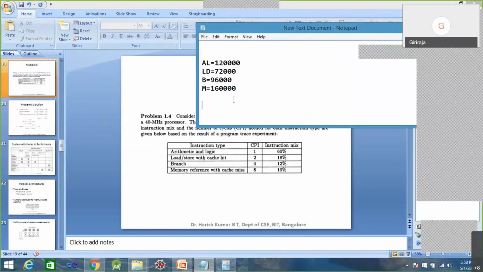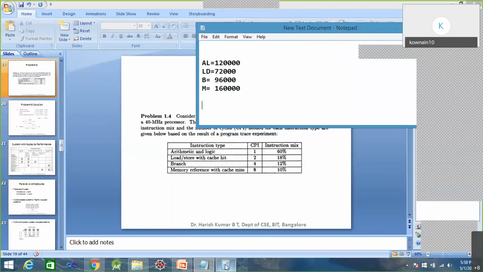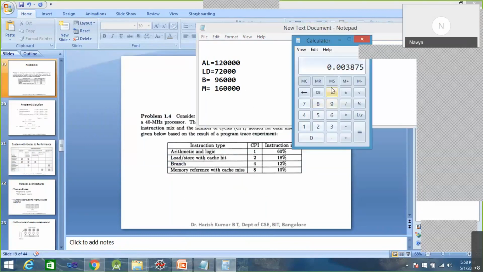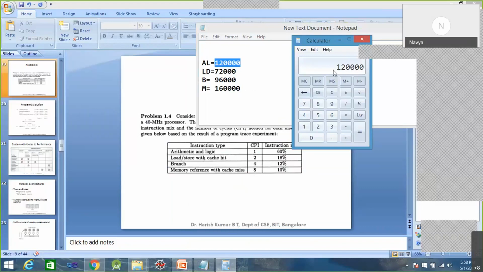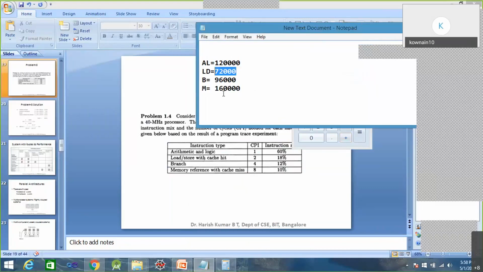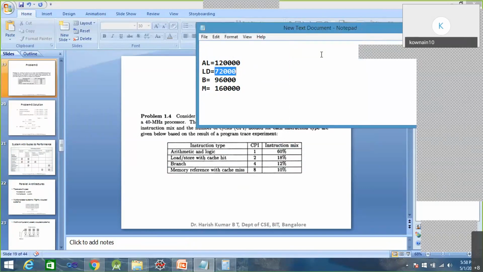Now if you sum all these things, we get 4,48,000. So this is the total number of clock cycles.